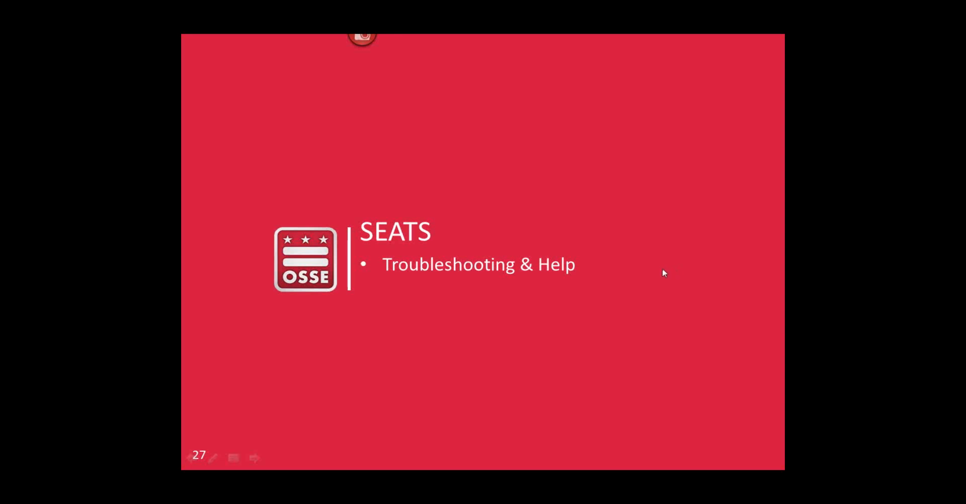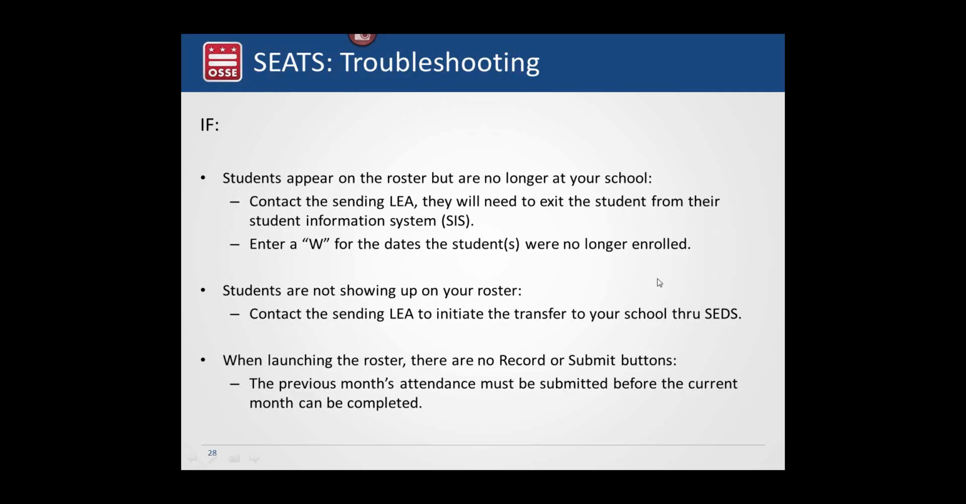Okay. Troubleshooting and help. Again, we've been around for a while, so there's a couple of things that we've learned. And we want you to know that if the students appear on the roster but are no longer at your school, you need to contact the sending LEA. They need to exit the student from their student information system. After they do that, this child will fall off the roster that we get, and we won't see them again the next month.